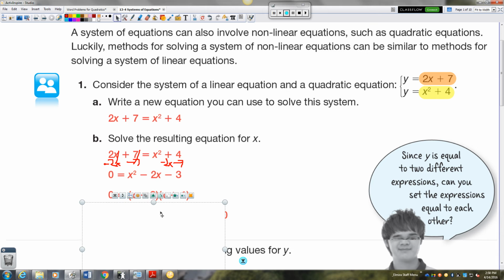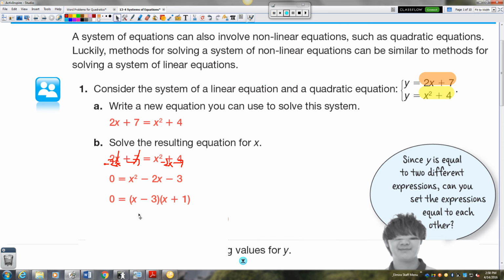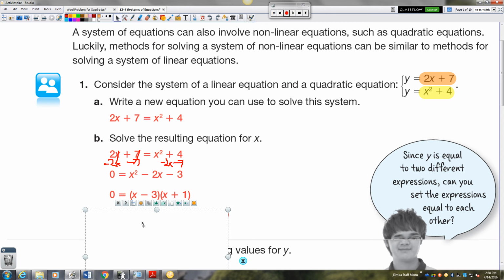Then they took that quadratic and factored it. So x, the signs are different because this is a minus 3. 3 times 1 makes 3, and 3 minus 1 makes 2. And we need the negative to be where the larger number is because that's what the sign here is. Then what would x have to be in order to zero out that entire term? Well, it would have to be positive 3. So that's one of my solutions. Or x equals negative 1.